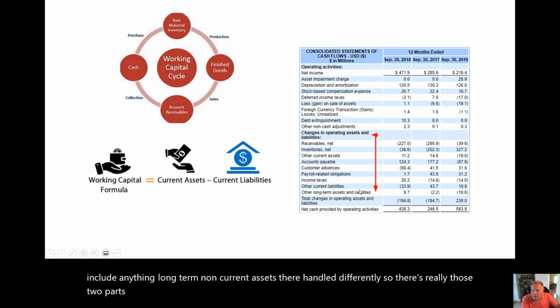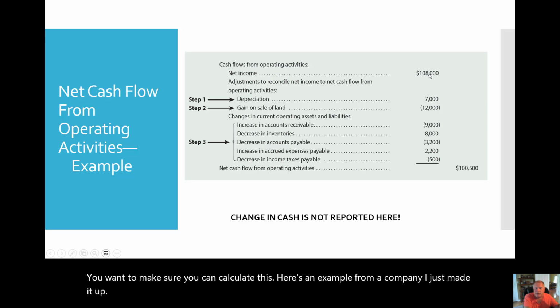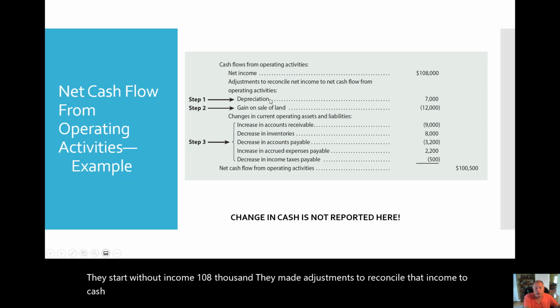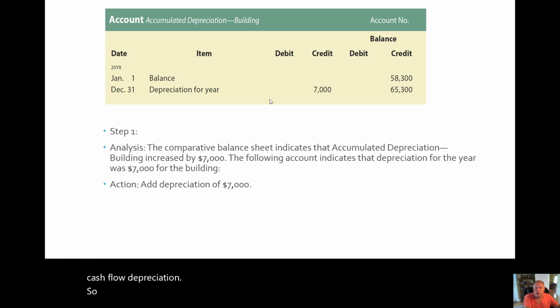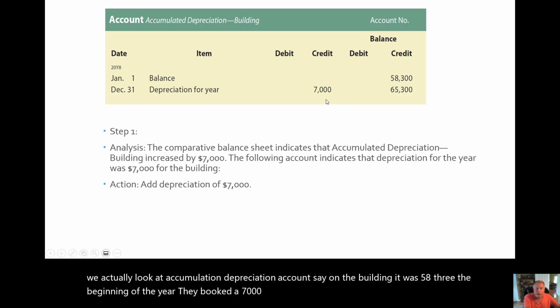And you want to make sure you can calculate this. Here's an example from a company. I just made it up. They start with net income, $108,000. They made adjustments to reconcile net income to cash flow. Depreciation. So the first thing on depreciation is they depreciated some equipment during the year. If we look at the accumulated depreciation account, say on the building, it was $58,300 at the beginning of the year. They booked a $7,000 depreciation expense, so $65,300 is the new balance.